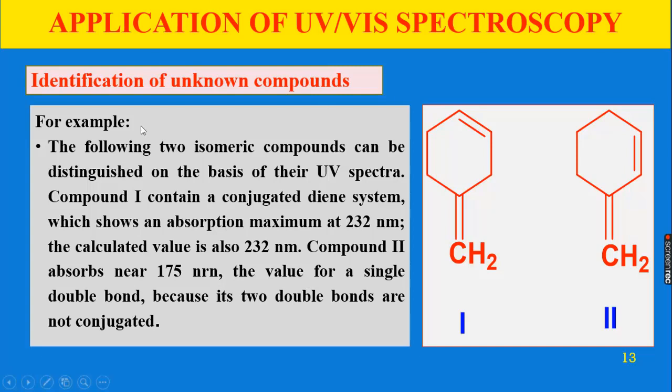For example, we have two isomers of a cyclic compound. One has a conjugated diene and the other is not conjugated, but they have the same molecular formula. With the help of UV visible spectroscopy, compound 2 contains the conjugated diene system and absorbs at 232 nanometer, while compound 1, which is not conjugated, absorbs at 175 nanometer. So with the help of UV visible spectroscopy, we can say whether it is in this isomeric form or the second isomeric form.